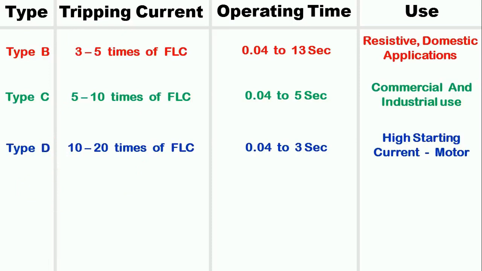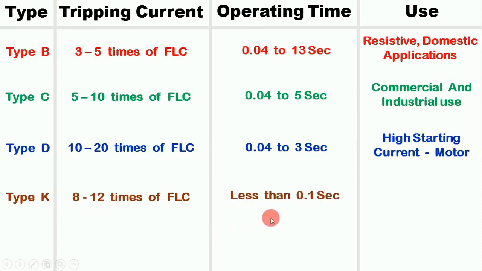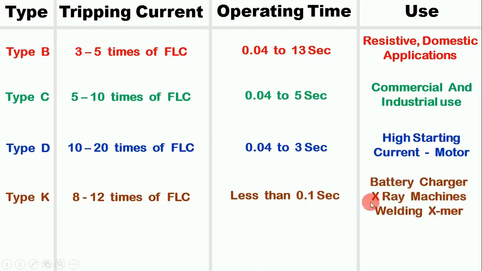After this, the next MCB is K-type. Tripping current of K-type MCB is 8 to 12 times. In this K-type MCB, it takes less than 0.1 second to trip. It means when 8 to 10 times current flows through the MCB, this MCB will trip instantly. This MCB will not even take 0.1 second to trip. This K-type MCB is used in battery chargers, X-ray machines, and welding transformers.